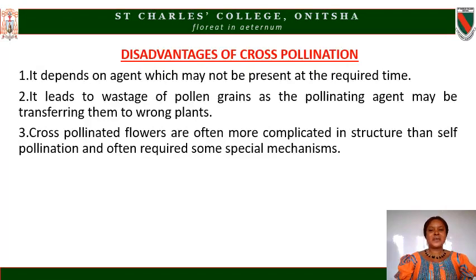Disadvantages of cross-pollination. Number one, it depends on agents which may not be present at the required time. Number two, it leads to wastage of pollen grains as the pollinating agent may be transferring them to wrong plants. And number three, cross-pollinated flowers are often more complicated in structure than self-pollinated ones and often require some special mechanisms.